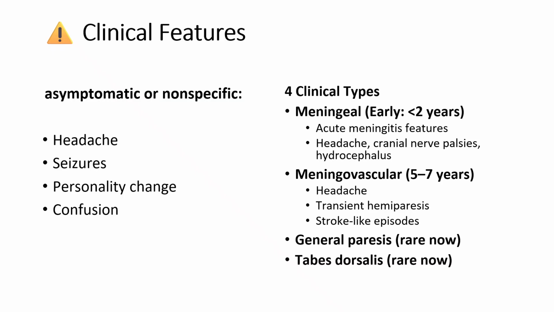Clinical features are asymptomatic or non-specific, like headache, seizure, personality change, confusion. It presents as four clinical types. The first type is meningeal, early within 2 years, presenting as acute meningitis, headache, radiculopathy, hydrocephalus. Second clinical type, meningovascular, at 5 to 7 years, presents with headache, transient hemiparesis, stroke-like episodes. Third clinical type, general paresis. Fourth clinical type is tabes dorsalis. These two are rare due to treatment available currently.